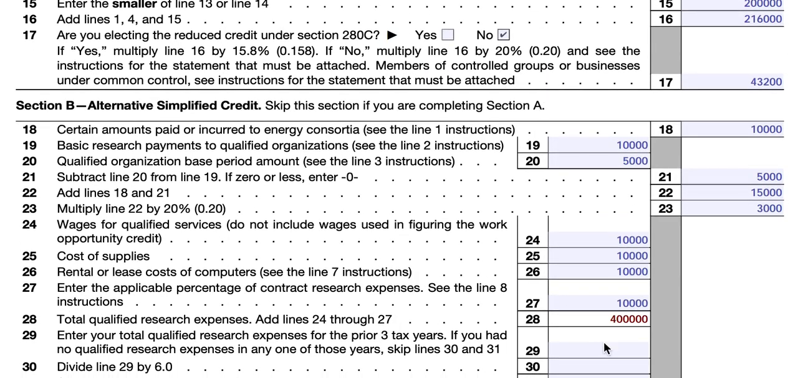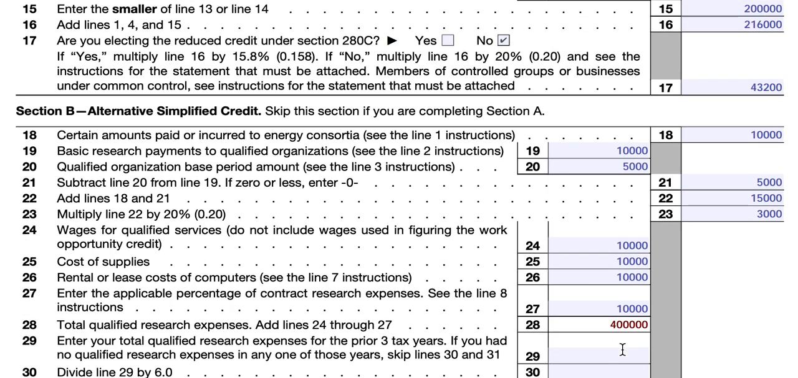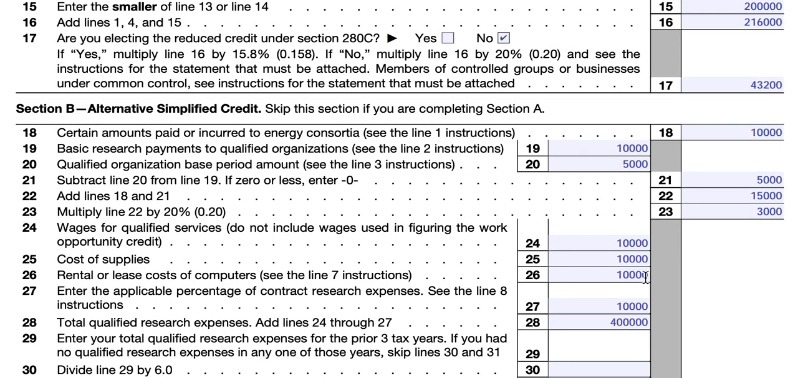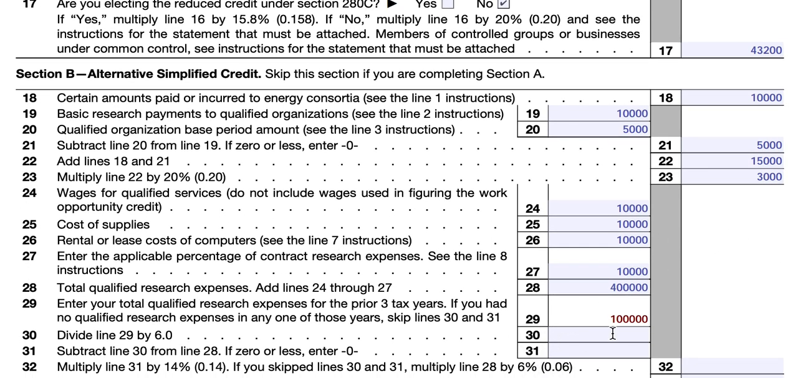So for the prior 3 tax years, we didn't have to actually do that. So we're just going to put down that we spent $100,000 in the prior 3 tax years on average. In line 30, we're going to divide this line 29 number by 6. So let's make this an easier number to do that with. 120,000 on average. Just dividing that by 6 gives us 20,000.